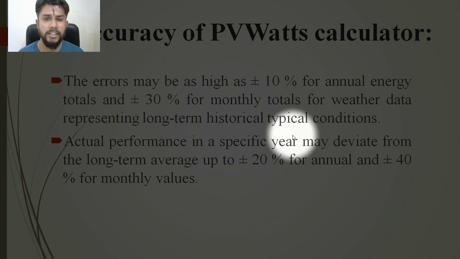The errors may be as high as plus or minus 10% for annual energy totals and plus or minus 30% for monthly totals for weather data representing long-term historical typical conditions. As the weather data is changing with current modernization in industry, the amount of generation estimated utilizing this tool may vary by a large percentage.